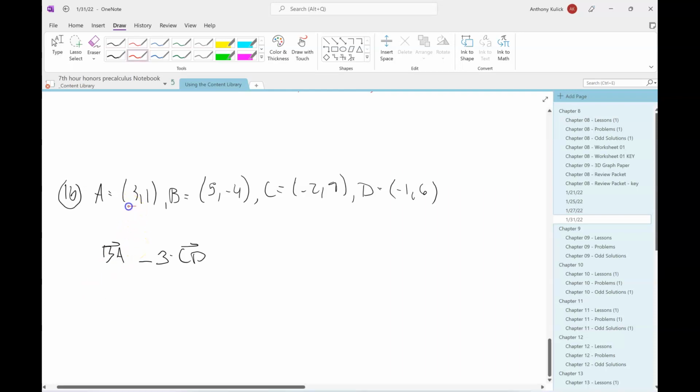So A is the head. So I'm going to do 3 minus 5. And then I'm going to do 1 minus a negative 4. And then we'll do the same thing for CD. So D is the head. So I'm going to do negative 1 minus a negative 2. And then I'm going to do 6 minus 9.